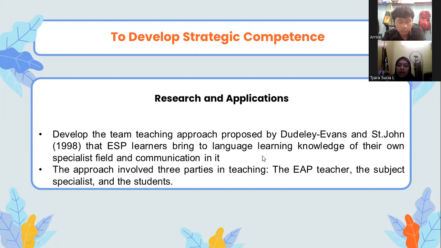So the approach involved three parties in teaching. The first one is the EAP, or we know that is English for Academic Purposes teachers, and then the subject specialist and the students. So in here, the teacher's role is as a mediator between language and subject knowledge by providing the language needed to express content. It means the subject specialist gives information as needed on points of content, and the language teachers help with any language point arising. So that's it about to develop strategic competence. Please, next slide.